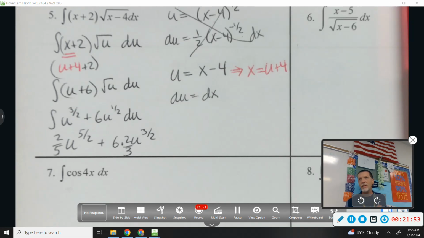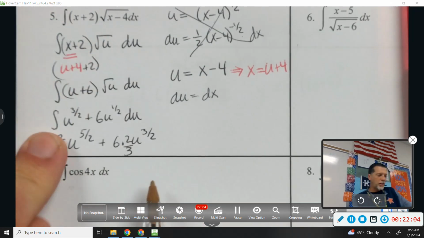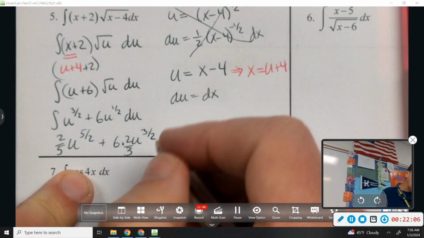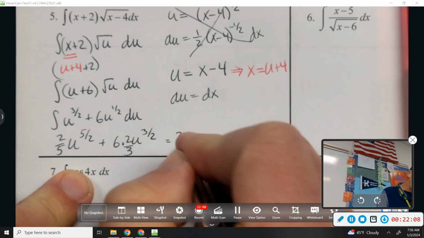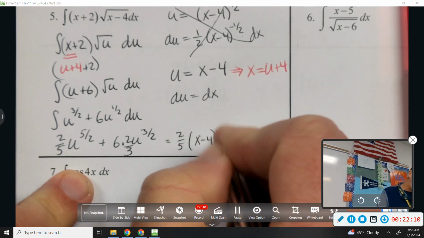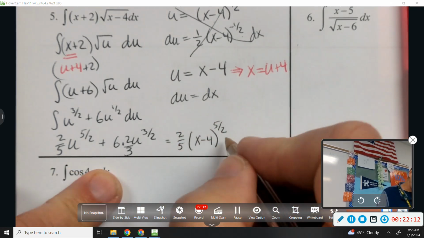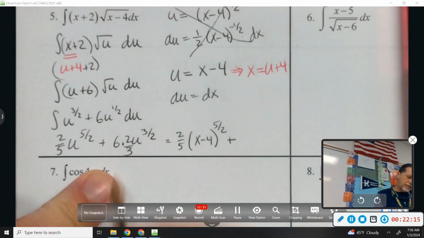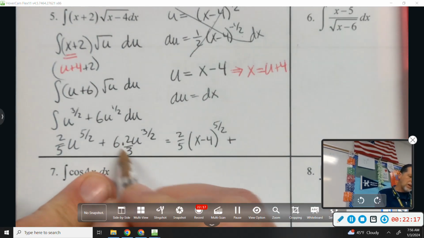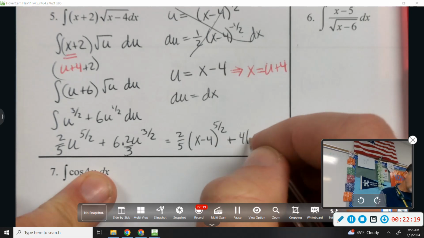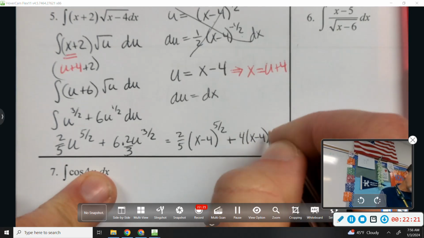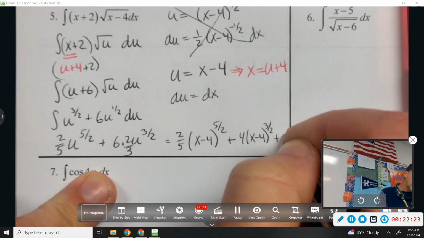There's two things not right about it. One is the plus c. What's the other thing that's not right? It's still in terms of u. And so it's not wrong, but this problem is an x problem. So I need to replace my u stuff with x minus 4. So 2/5 x minus 4 to the 5/2 plus, let's see, all of that would be 4 x minus 4 to the 3/2 plus c.